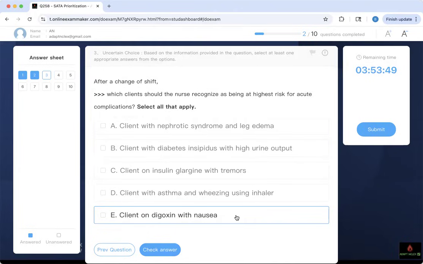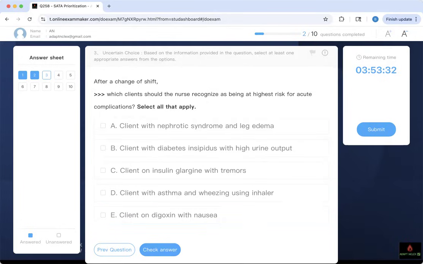That's all. After a change of shift, which client should the nurse recognize as being at risk of what? Highest risk of what? Complication. Like I said, it gets harder. That's the language. Don't say, I don't understand it. This is prioritization. And it's the same thing as select or apply.